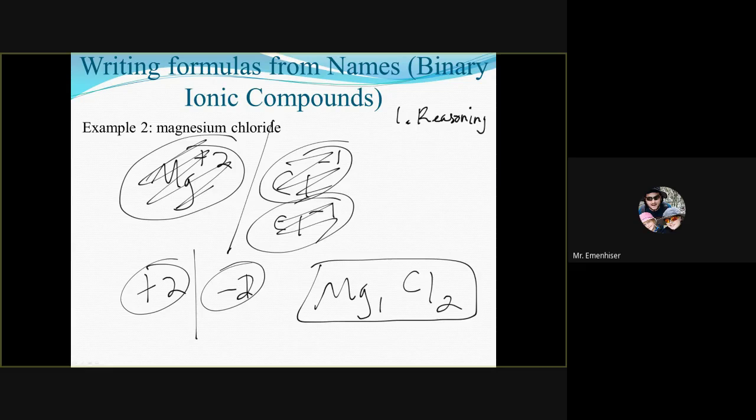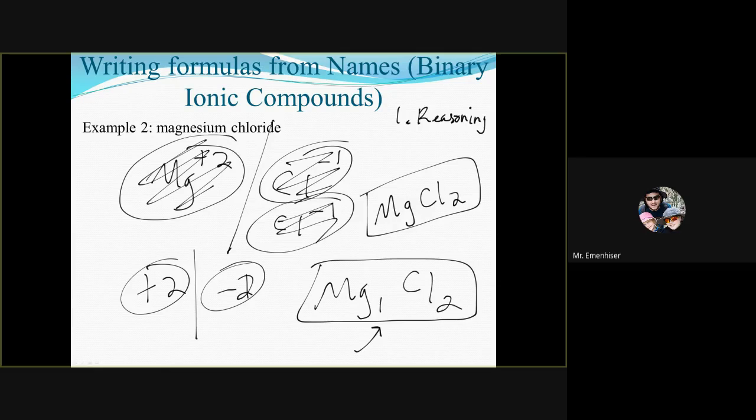Now we don't write the 1, okay? Because if I write Mg in a formula for a compound, I don't need to put 1. If I write Mg, it means 1. So the formula, final answer, is MgCl2. That's it. So that's reasoning, okay?